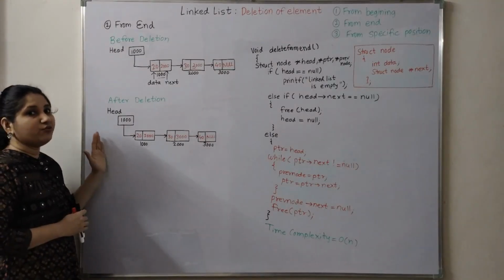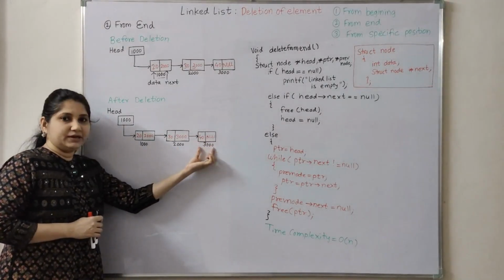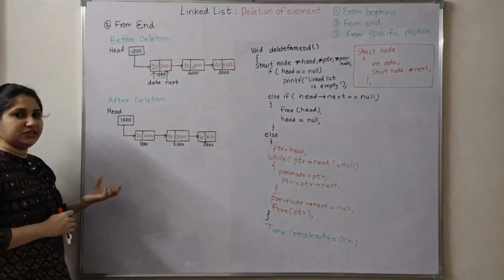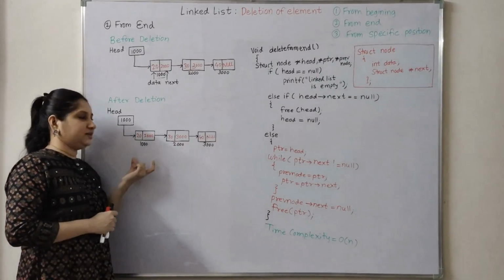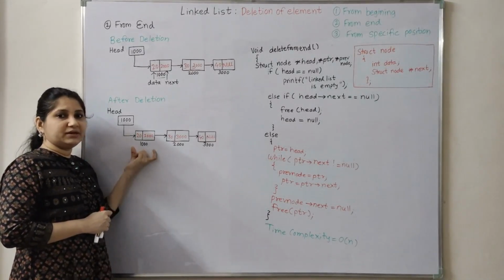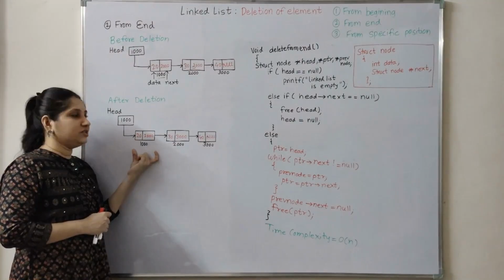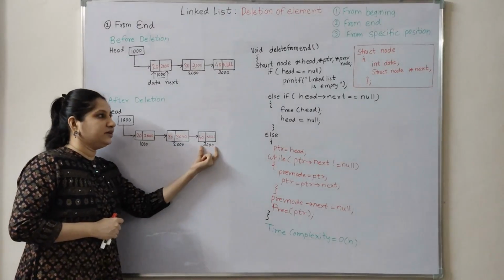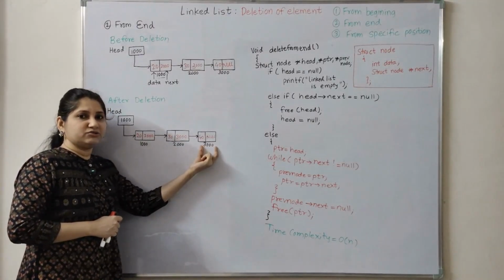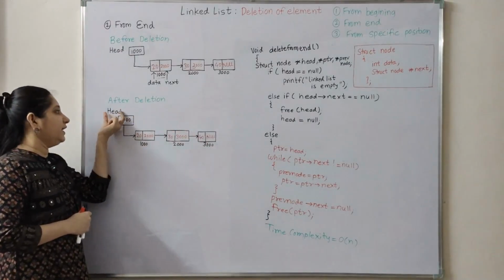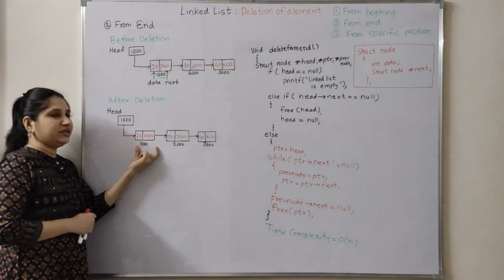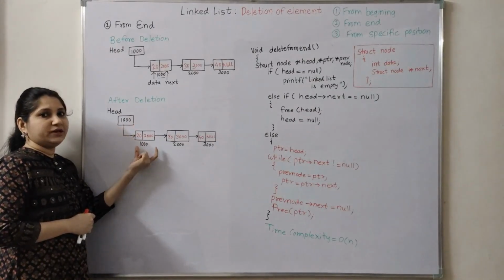Now we will see how we can delete the element which is stored at the 3000 memory location. In this linked list, the total number of elements present is 3. The first element is stored at the 1000 memory location, the second element at 2000, and the third element at 3000. The head pointer will point to the first element of our linked list according to our rule.